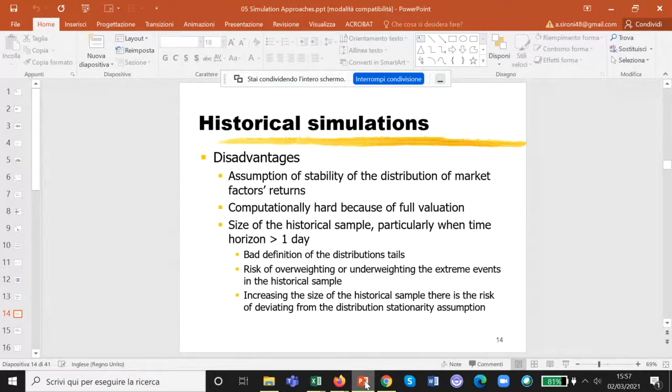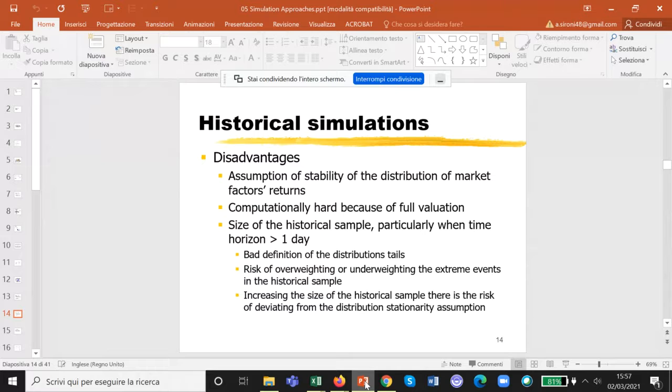What are the disadvantages of historical simulation? First of all, I am assuming the stability of the market factor returns distribution. That's something we said. I am basically assuming that the historical one is a good proxy of the future one. Okay, but there is no guarantee that this is the case. Second, because of the complexity of revaluing many times an entire real portfolio, this is computationally much harder, takes much more time.